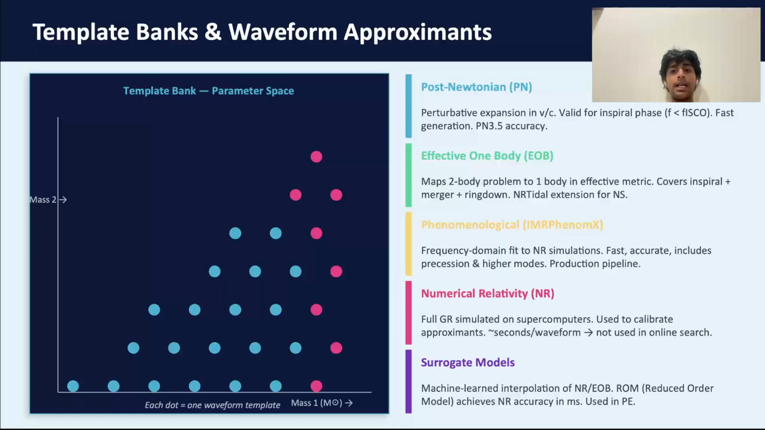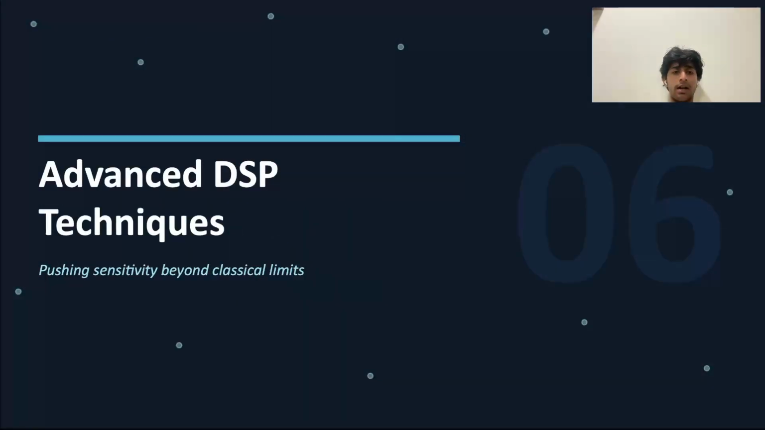Now, machine learning eats the entire problem from the inside. Next comes the advanced DSP techniques. This is the part where engineers start bending the rules of physics itself.